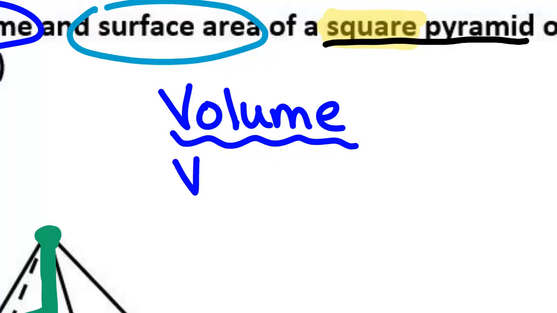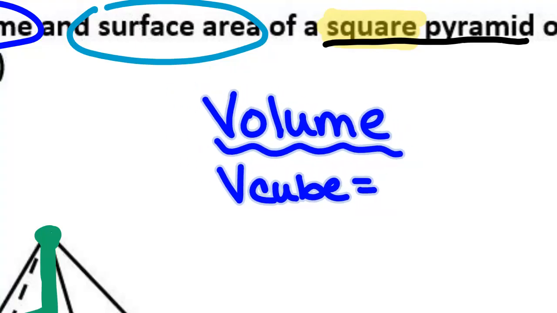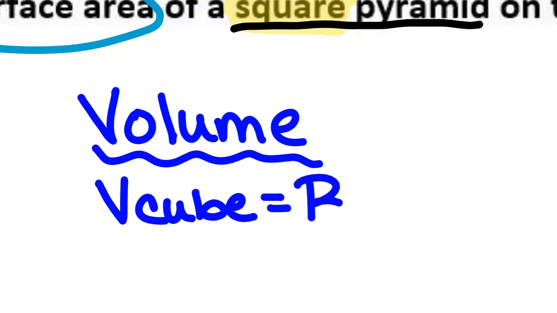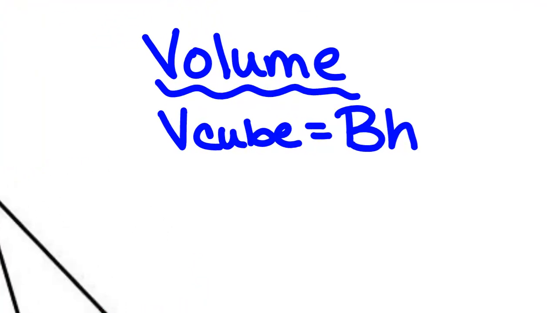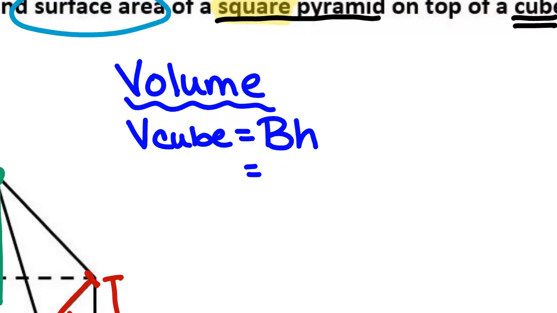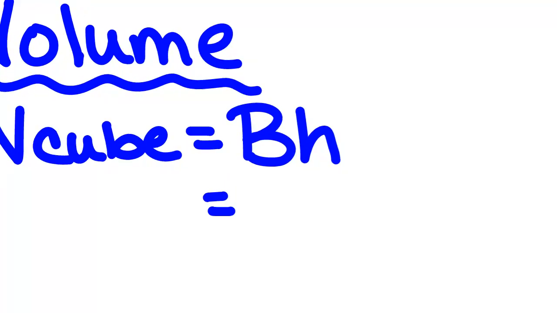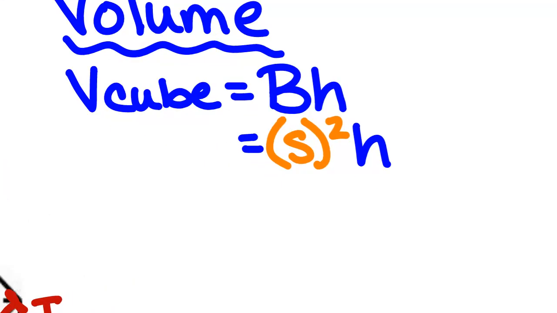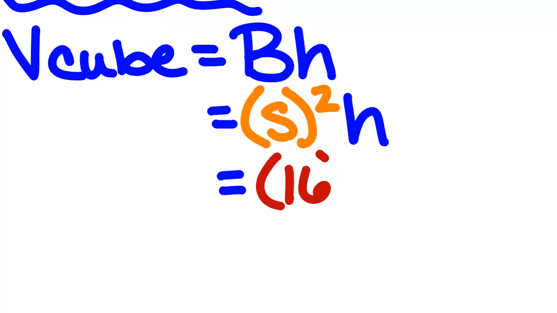So we need volume of the cube plus the volume of the pyramid. So for volume of the cube, we need area of the base times the height. What shape is the base? A square. How do you find the area for a square? Side squared. So we have side squared times the height. What are we going to put in for the side? 16. So we have 16 squared times the height, which is what?